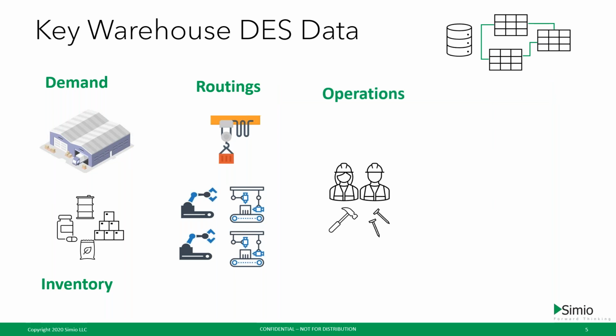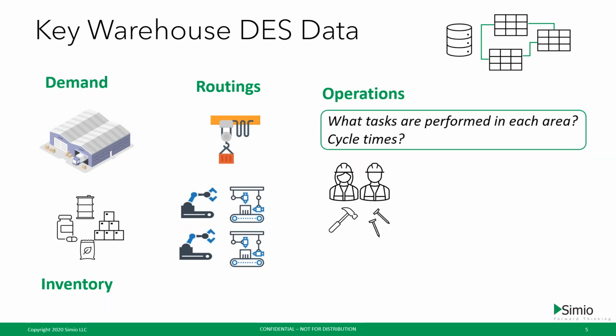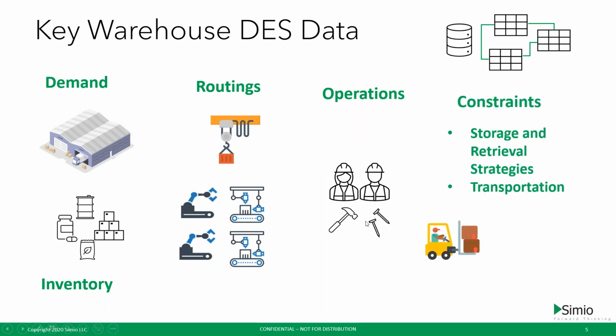Finally, operations. So this will be sort of supporting activities. I have a version of this template basically that we're going to show you that's called pick and process. So you may have, for example, downstream activities related to kind of packing, or pallet wrapping, or pallet building that support the warehouse activities. So just generally speaking, what tasks are performed in each area? What are the cycle times, resources, or other tools that are required?